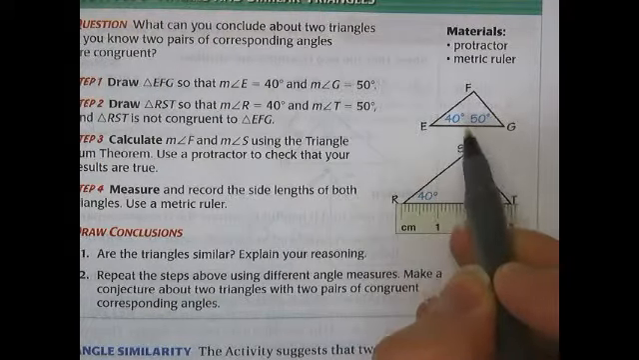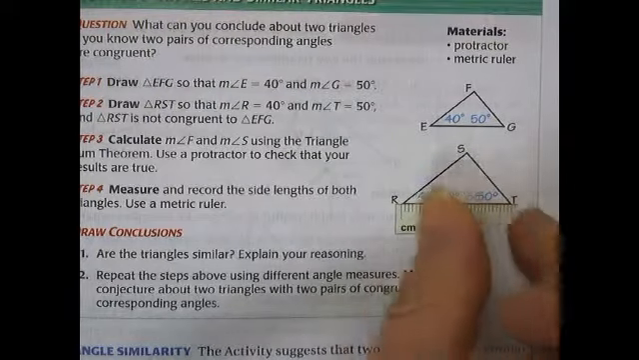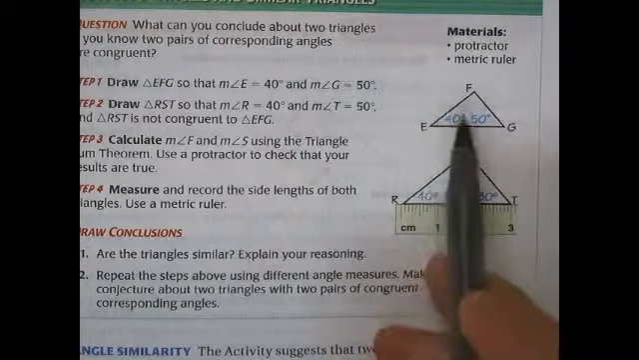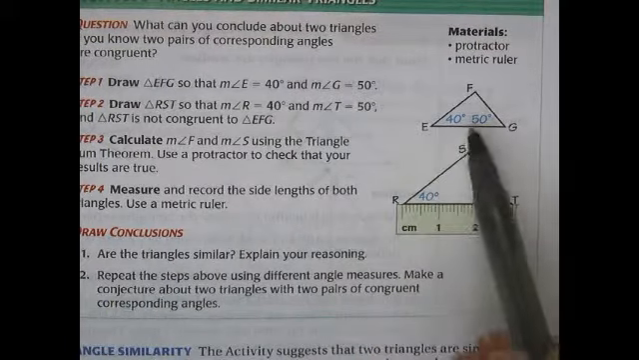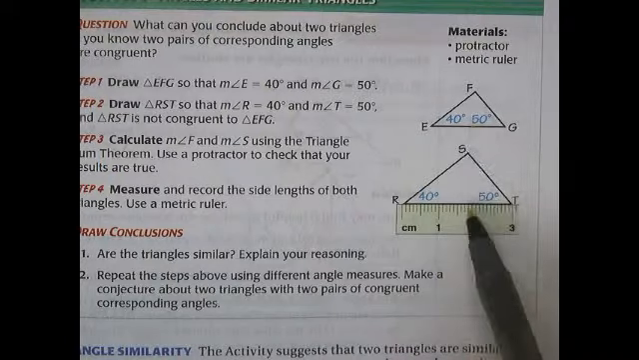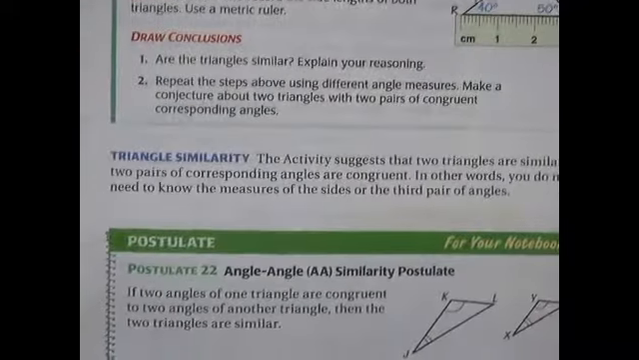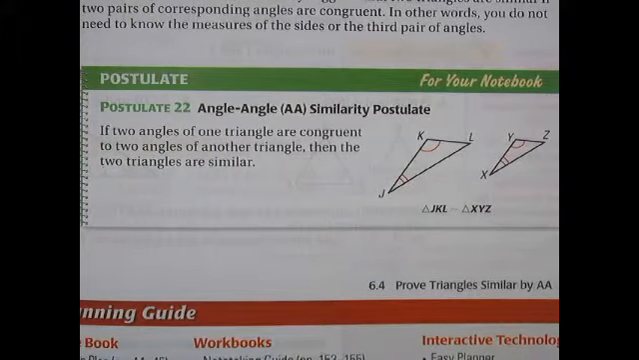So notice that if these were exactly the same, we would have angle, side, angle. That this included side would be the same length. That would make the triangles exactly the same. But when the included side is not the same size, like this, all that we can conclude is that these are similar. So that takes us to our very first postulate.